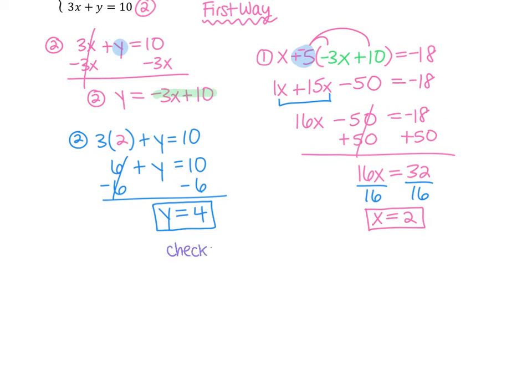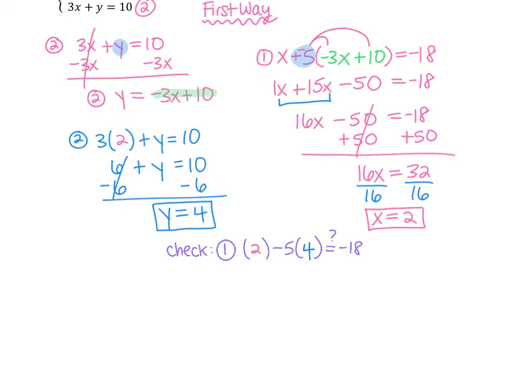So we're going to check in equation number 1, which was x minus 5y equals negative 18. So instead of x, I'm going to write 2. Since there's no coefficient here, we really don't need to use parentheses, but I am going to anyway. And then minus 5, and instead of y, we write 4, because that's what y is equal to. And that equals negative 18. Well, it's supposed to equal negative 18, so I'm going to put a question mark above the equal sign, because I'm not really sure if I'm right yet.